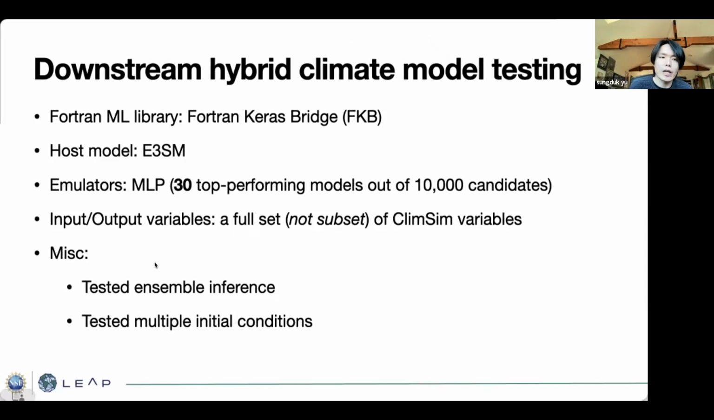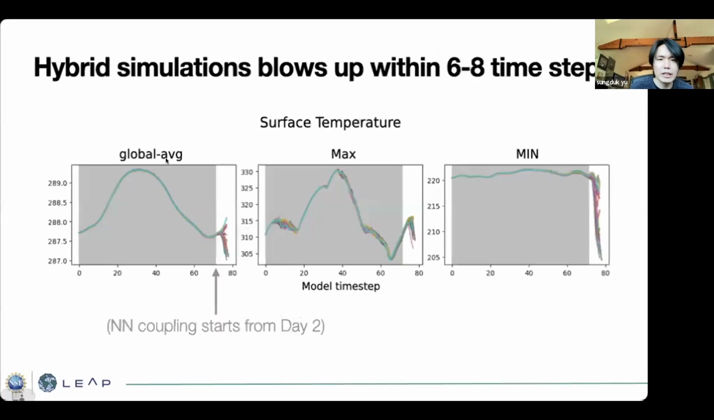And let's jump in. I'm showing you the time series of surface temperature, the global average on the left, the maximum in the middle, and the minimum on the right. The reason I'm presenting the minimum and maximum is that model blow-up is usually triggered by one grid cell whose state drifts to unrealistically low or high values. So that's why I'm showing maximum and minimum.